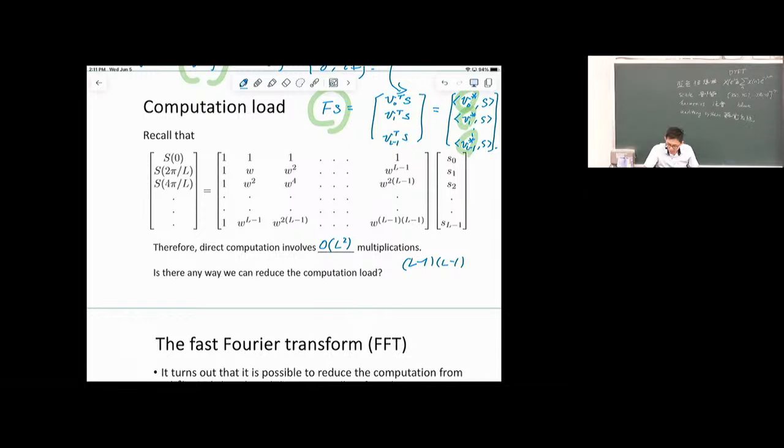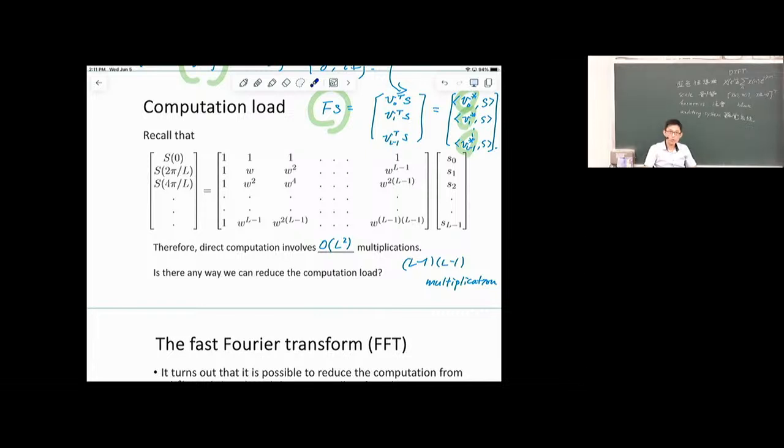Maybe that's so many multiplications to complete our calculation of DFT. Okay, so the answer is the computation load. Direct computation right here involves, roughly speaking, in the order of L squared multiplications. Maybe a little less, because many factors right here are simply 1. But roughly speaking, it's in the order of L squared.